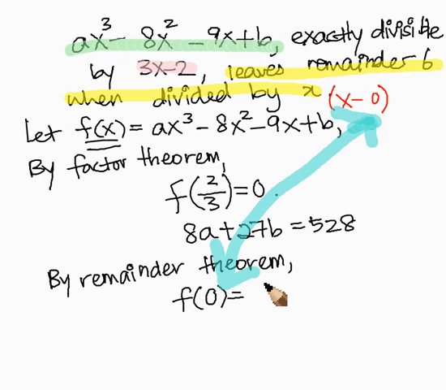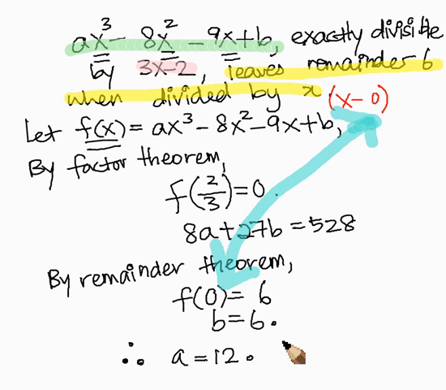Leaves remainder 6. Okay, so what do I do? Substitute 0 inside. Oh, so I find that b is 6. Hence, a is 12.